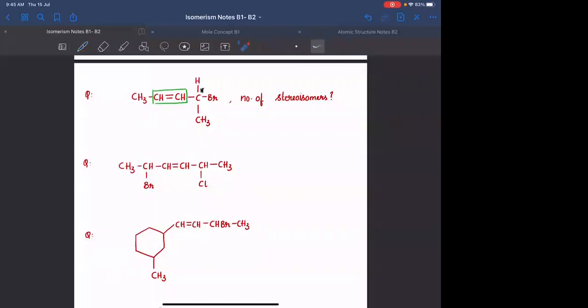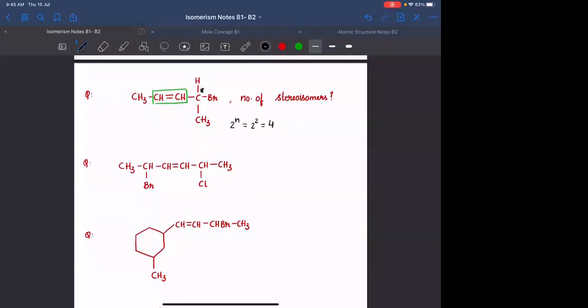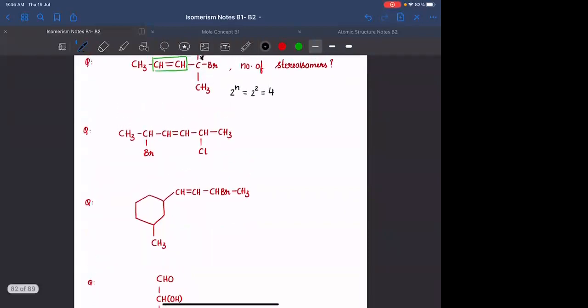Most of the cases, the questions you get will be asymmetrical. That means you won't be having any symmetry. In that case, the formula directly becomes 2 power n. So the number of stereo centers, कितना है इसमें? You have 2 stereo centers, so the answer becomes 4. Okay. ठीक है. Solve the other questions. You just need to identify the number of geometrical centers and stereo centers, and you need to apply the formula 2 power n. Solve these 2 questions first.